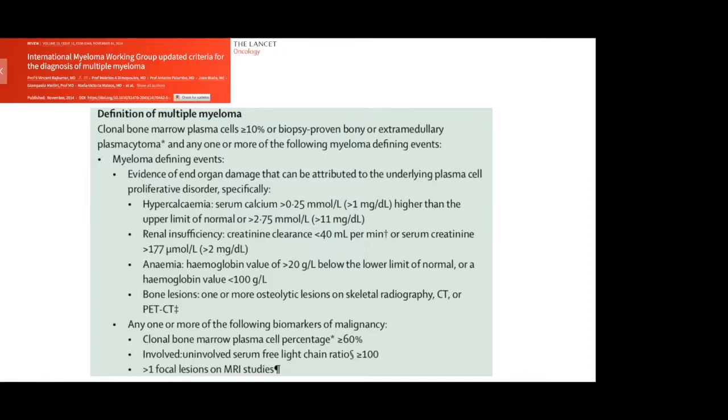That becomes an issue. And that has induced an additional criterion since the revised criteria, where they also implement MRI studies. So you need at least 2 focal lesions on an MRI study, and that might serve as a biomarker and make the definition of a multiple myeloma.